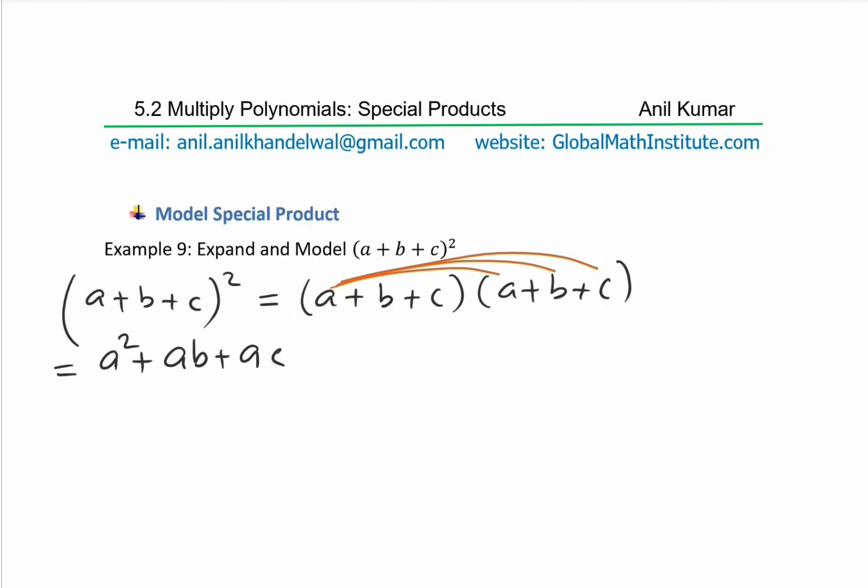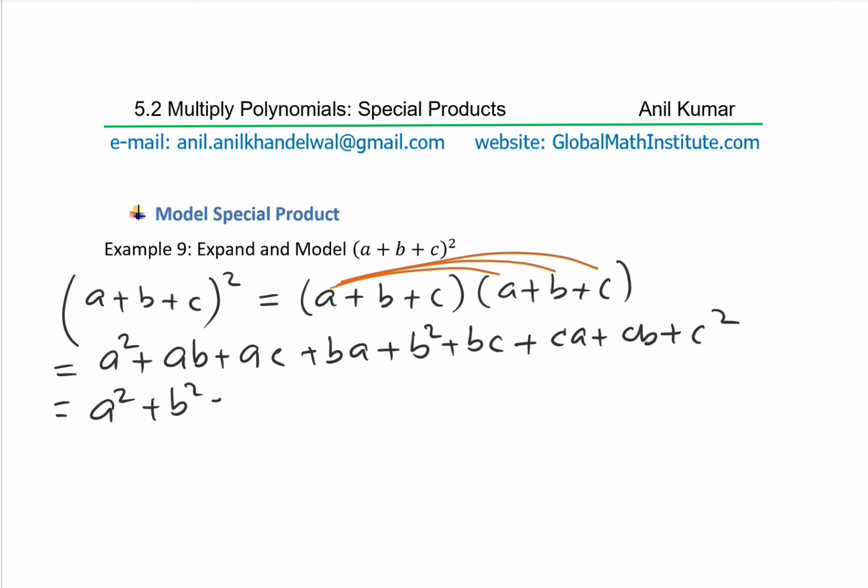Now let's do it with b. So we get ba plus b square plus bc. Now with c, we get ca plus cb plus c square. Now, do you see some common terms here? Well, a square plus b square plus c square, nothing is common there. However, we do have ab and ba. Now, these are same. So we could write this as 2ab.